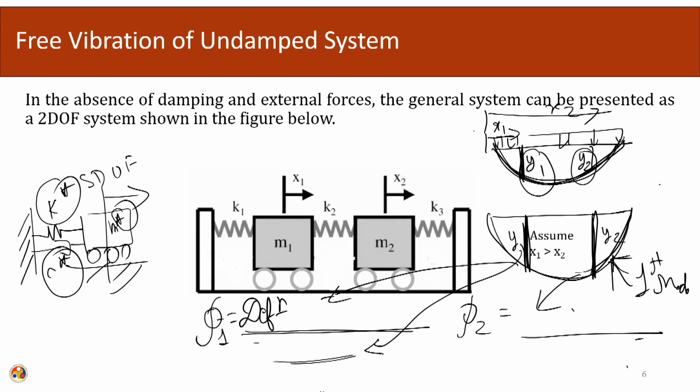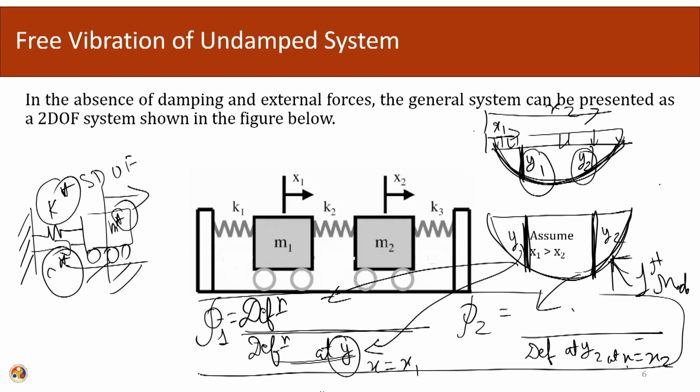In the denominator, we evaluate this deflection equation for the vertical displacement at x equals x1, and this one we evaluate the deflection equation y2 at x equals x2. This way we formulate our two shape functions, and using these two shape functions we can calculate our two m stars: m1 star, m2 star, k1 star, k2 star, and so on and so forth.